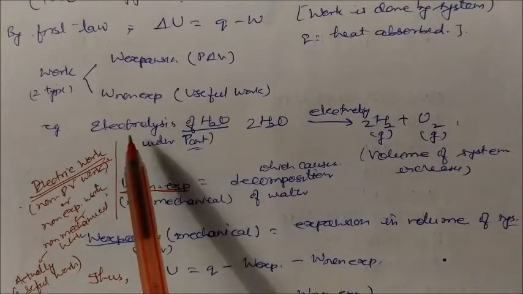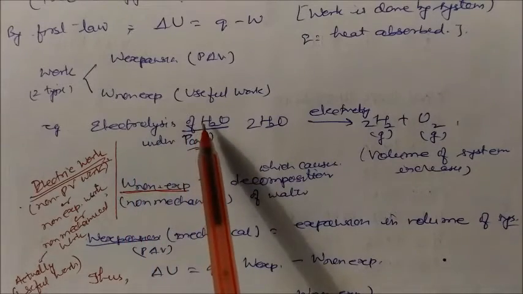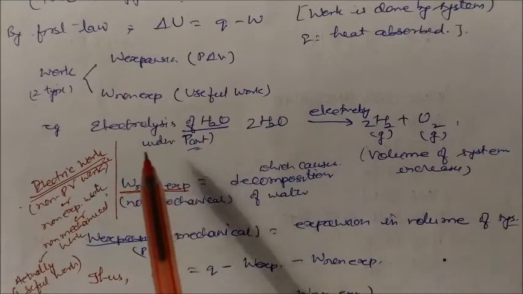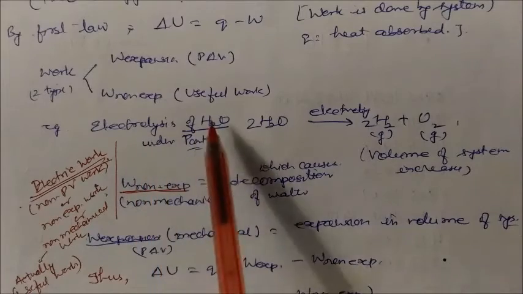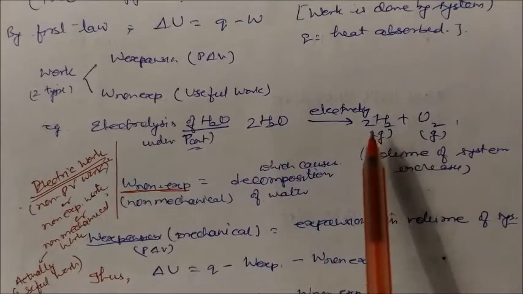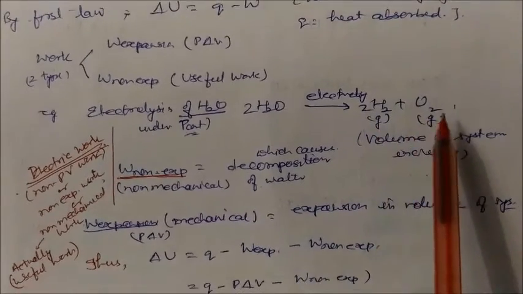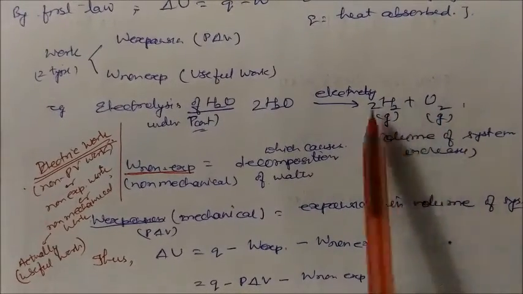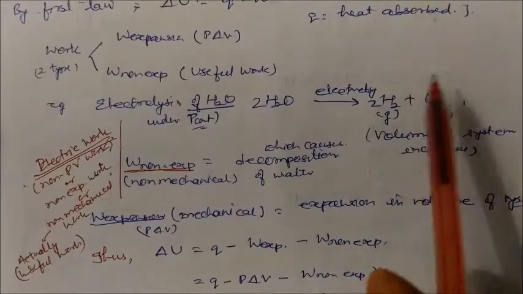Suppose during the electrolysis of water under constant pressure, what happens? This water will be converted by passing electricity. It will convert into two types of gases, that is 2 moles of hydrogen and 1 mole of oxygen. So this becomes 3 moles, and 3 moles means the volume of the system increases.